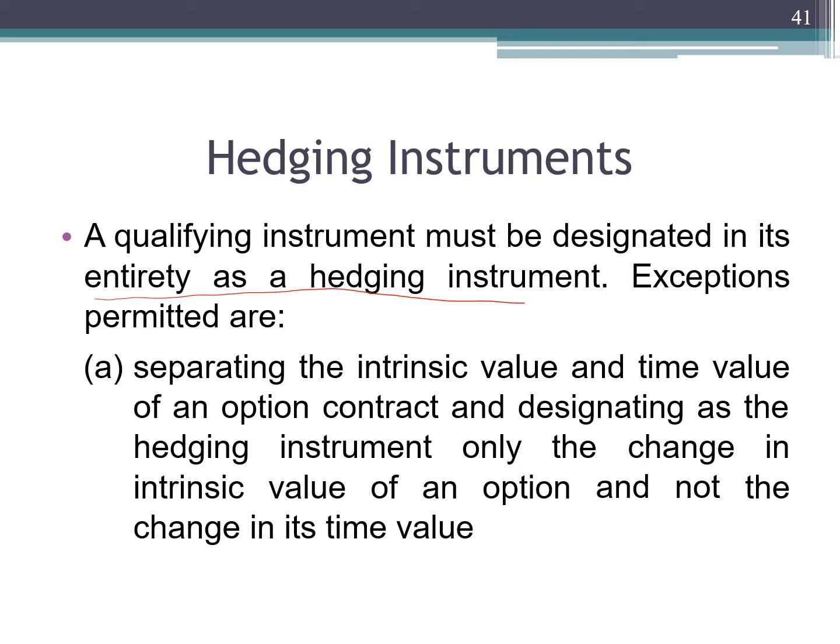The exception here is for options. For options, maybe we only want to hedge the intrinsic value, or we're going to hedge only the time value. So remember that for the option we have two elements: either the intrinsic value or the time value. So we can hedge here using either the intrinsic value or the time value. Okay, that is only the exception. So most of the time you are using the entire instrument. The exception here is only given for options.